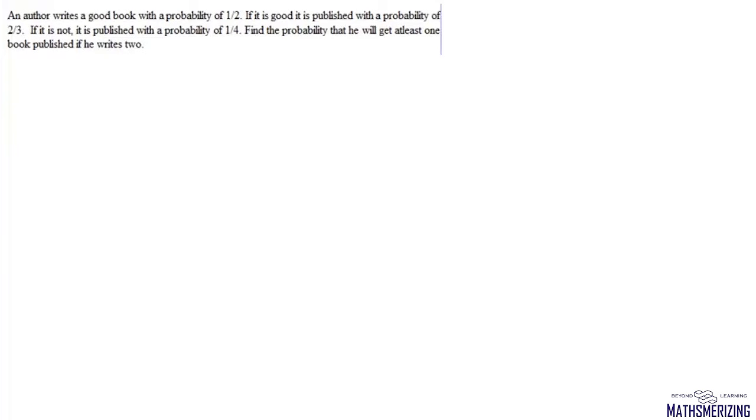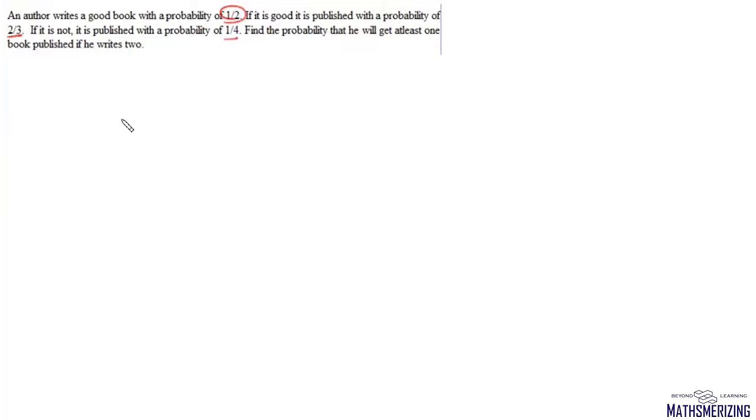Now here the question is, an author writes a good book with the probability 1 by 2, and if it is good, it is published with the probability of 2 by 3. And if it is not, then it is published with the probability of 1 by 4. Find the probability that he'll get at least one book published if he writes 2. Now this question is a conditional probability one.